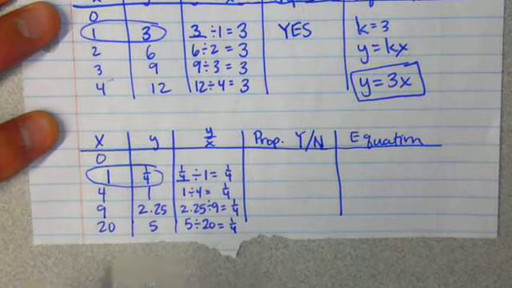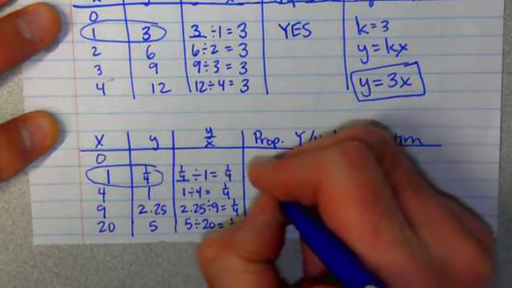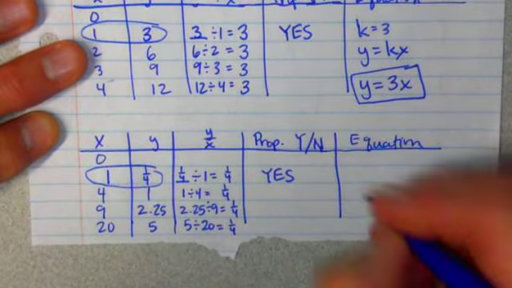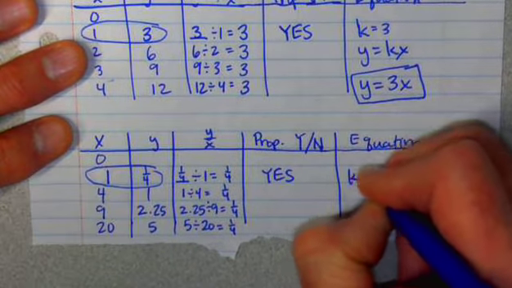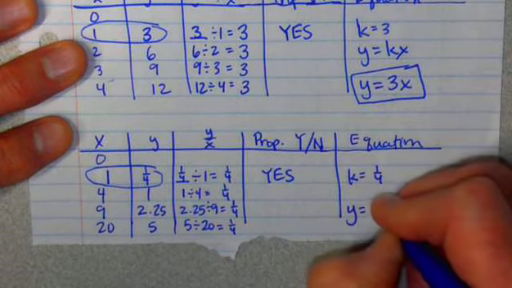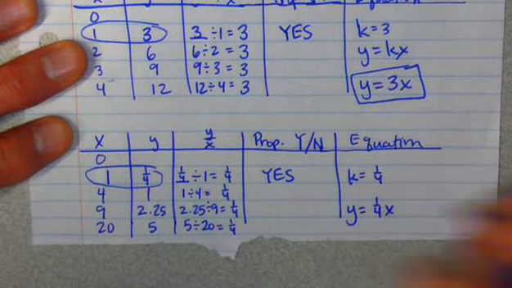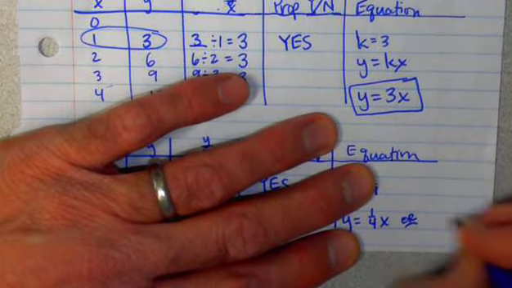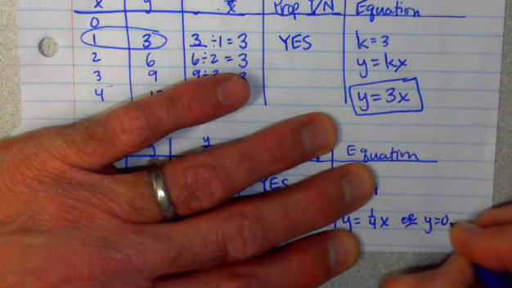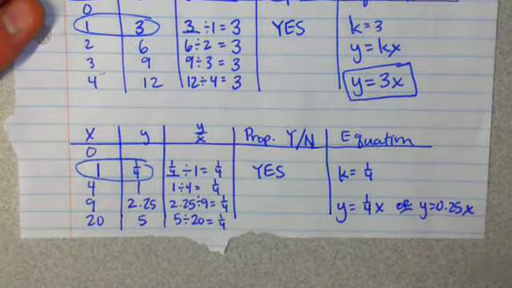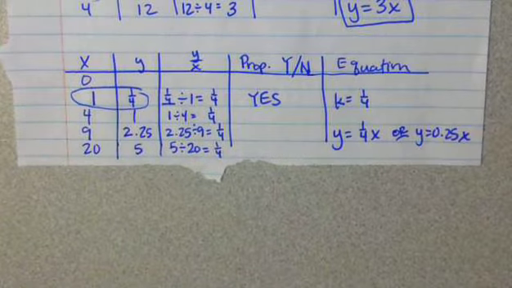Okay? So is it proportional? In this case, we would say yes. And what's the equation? So in this case, k equals 1/4. So that means that y equals 1/4 x. You can also write it as y equals 0.25, 25 hundredths, x. Okay?